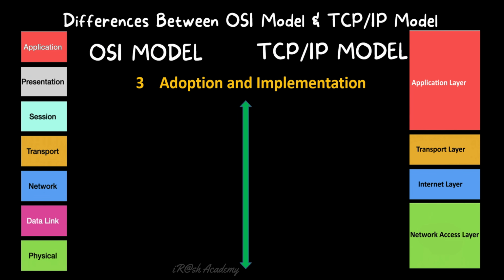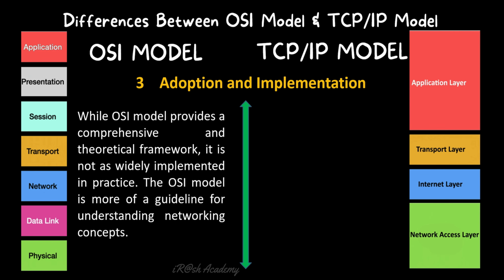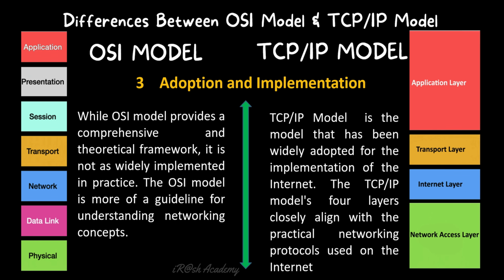Now point number 3, adoption and implementation. While the OSI model provides a comprehensive and theoretical framework, it is not as widely implemented in practice. The OSI model is more of a guideline for understanding networking concepts. On the other hand, the TCP/IP model is the model that has been widely adopted for the implementation of the internet. The TCP/IP model's 4 layers closely align with the practical network protocols used on the internet.